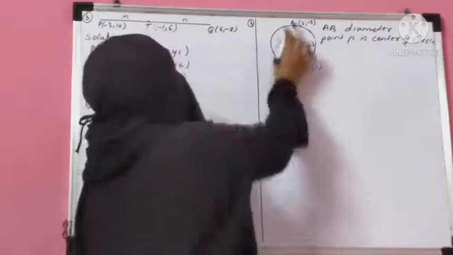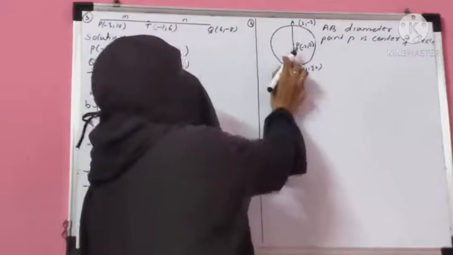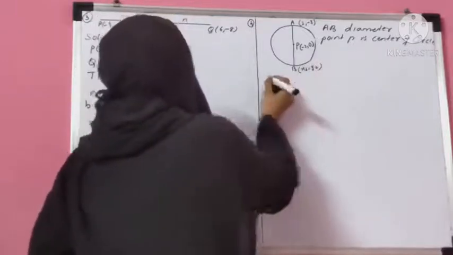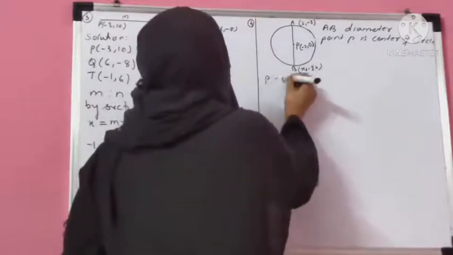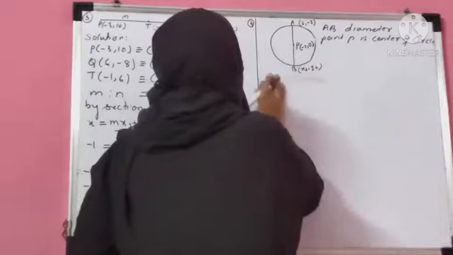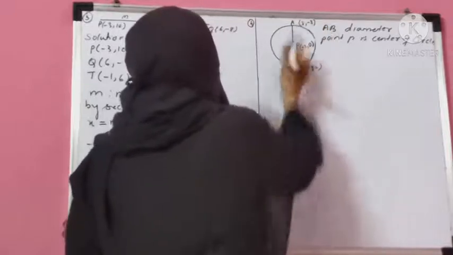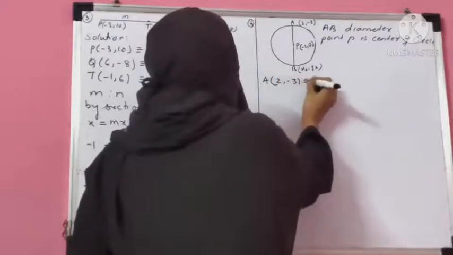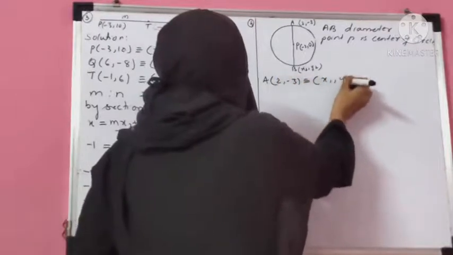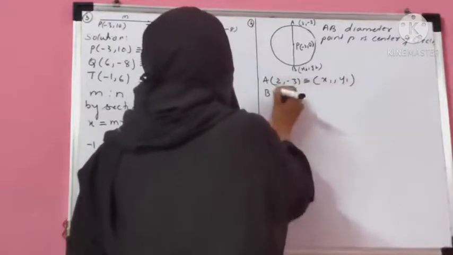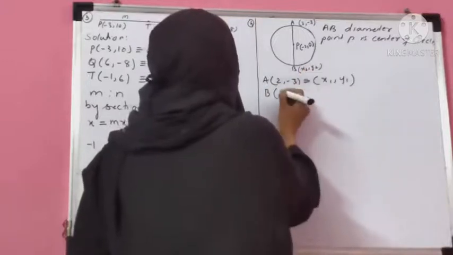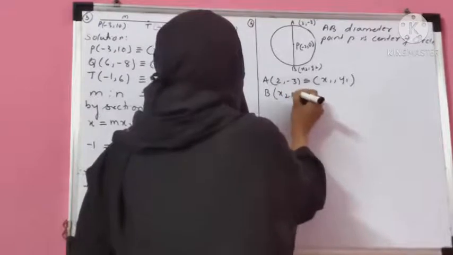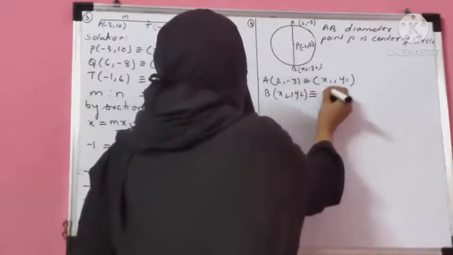So center, if AB is the diameter and P is the center, that means P is the midpoint of AB. So first of all, write the coordinates. First point A, (2, -3), is nothing but x1, y1. Second point B's coordinate you have to find. B's coordinate is x2, y2, that you have to find.